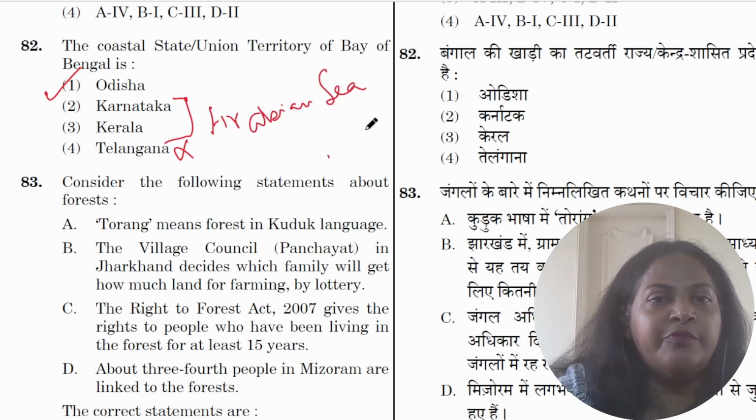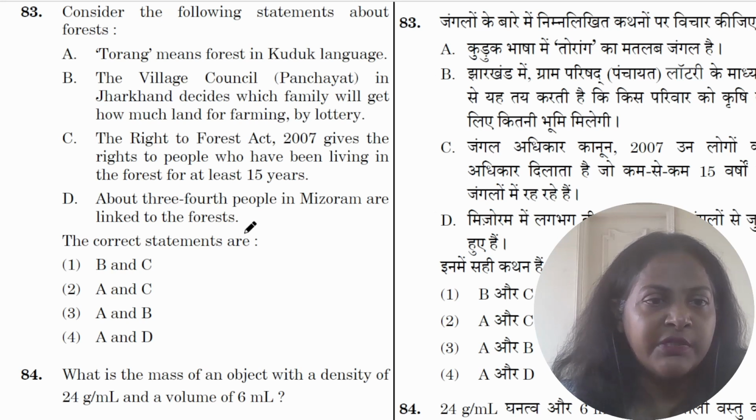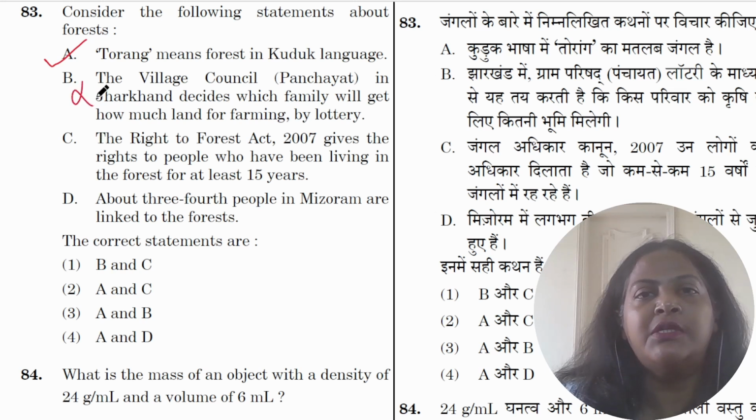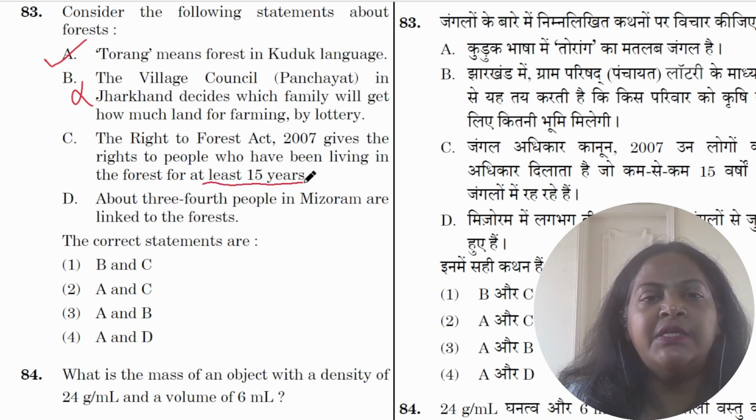Okay, let's move on. Question 83, consider the following statements about forests. So this is from 2 of the chapters. One is about Jharkhand. So Torang means forest in the Kuruk language. This is a correct statement. The village council panchayat in Jharkhand decides which family will get how much. So no, they were having a lot of problem because land was being taken away from the family. The Right to Forest Act gives rights to people who have been living in the forest for at least 15 years. So this is incorrect.